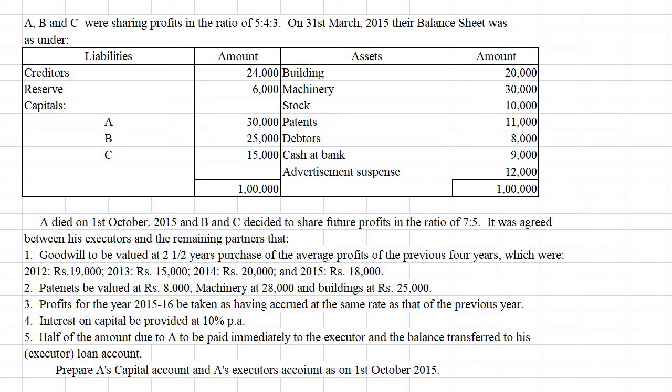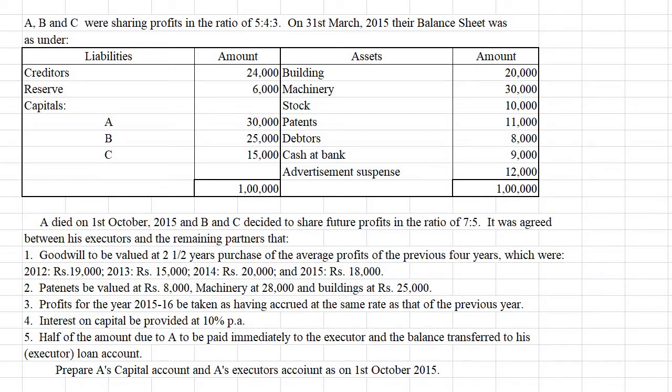Hi students, today we are discussing another problem related to death of a partner. The speciality of this problem is that the new ratio among the remaining partners is different from their corresponding old ratio. In the last two problems we have discussed, the old ratio and new ratio among the continuing partners were the same. Here the new ratio among the continuing partners is different from their corresponding old ratio.